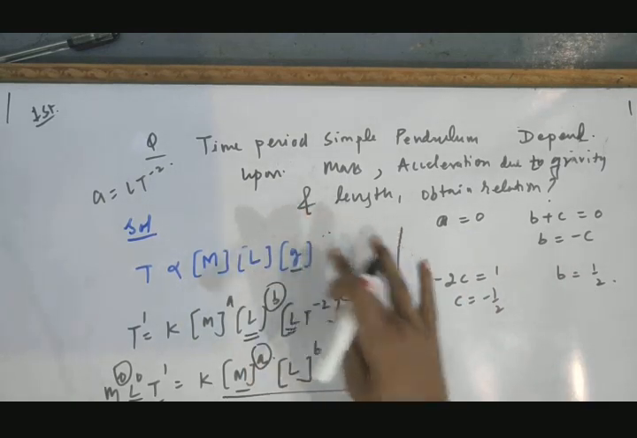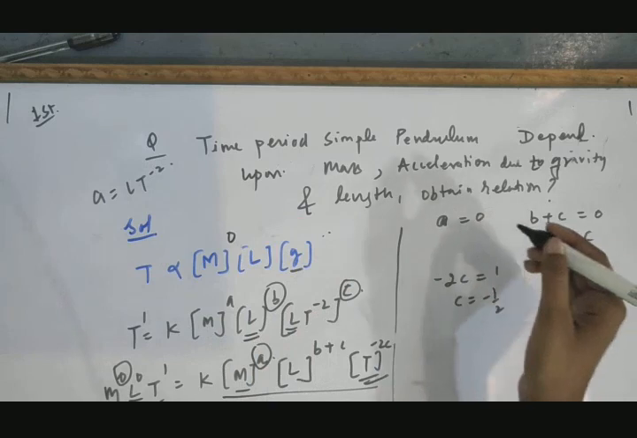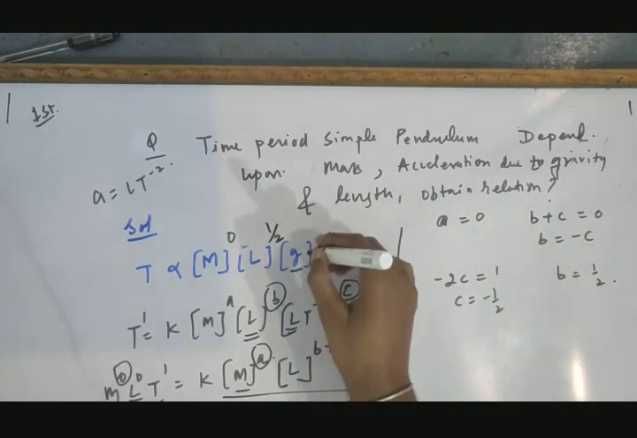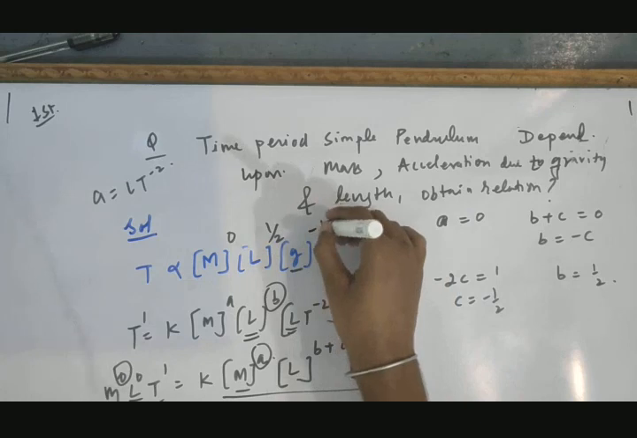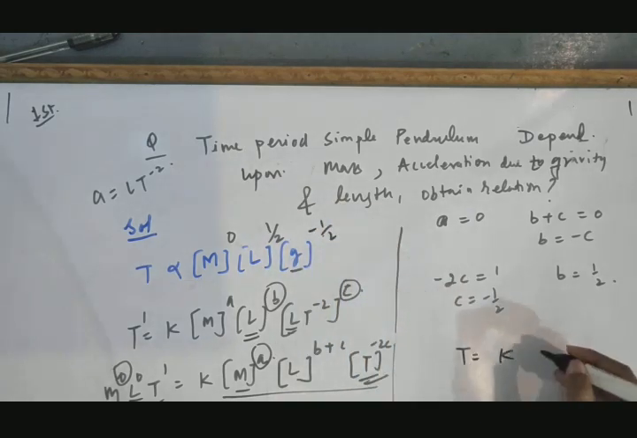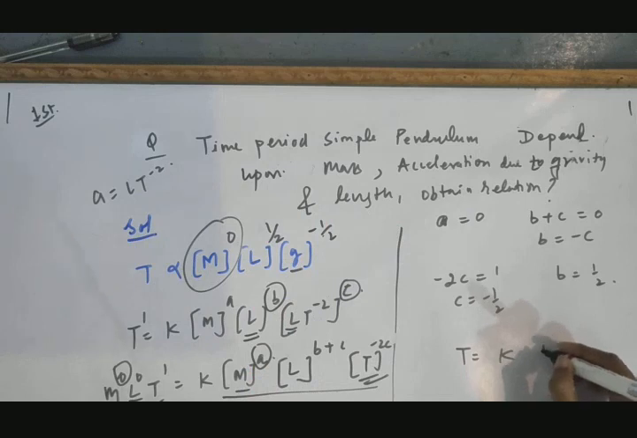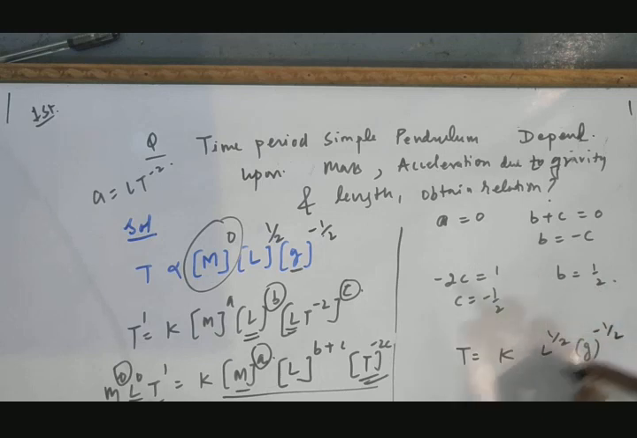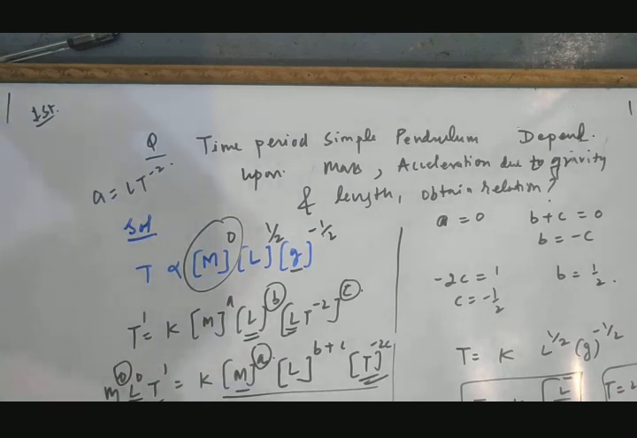We have a equals 0, b equals 1 by 2, c equals minus 1 by 2. So T equals k, M to the power 0 which is 1, L to the power 1 by 2, and g to the power minus 1 by 2. This can be written as T equals k under root L by g. We have established a relation, and you know very well the time period of a simple pendulum equals 2 pi under root L by g. So by knowing the concept of dimensional analysis, we can establish a relationship between different physical quantities. That's all for today.